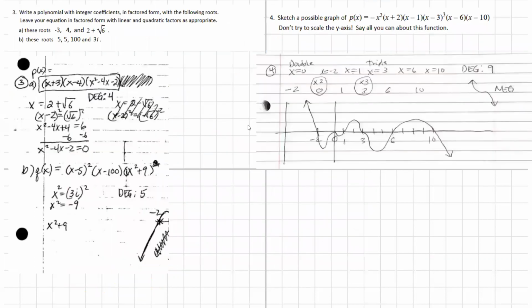Okay, so next, number 3. Write a polynomial with integer coefficients in factored form with the following roots. Leave your equation in factored form with linear and quadratic factors as appropriate. So we know that our polynomial has these roots. Basically, it crosses the x-axis at this point, and this point. And if it's this point, there's another point that goes with this. Does anybody know what other point goes with this?